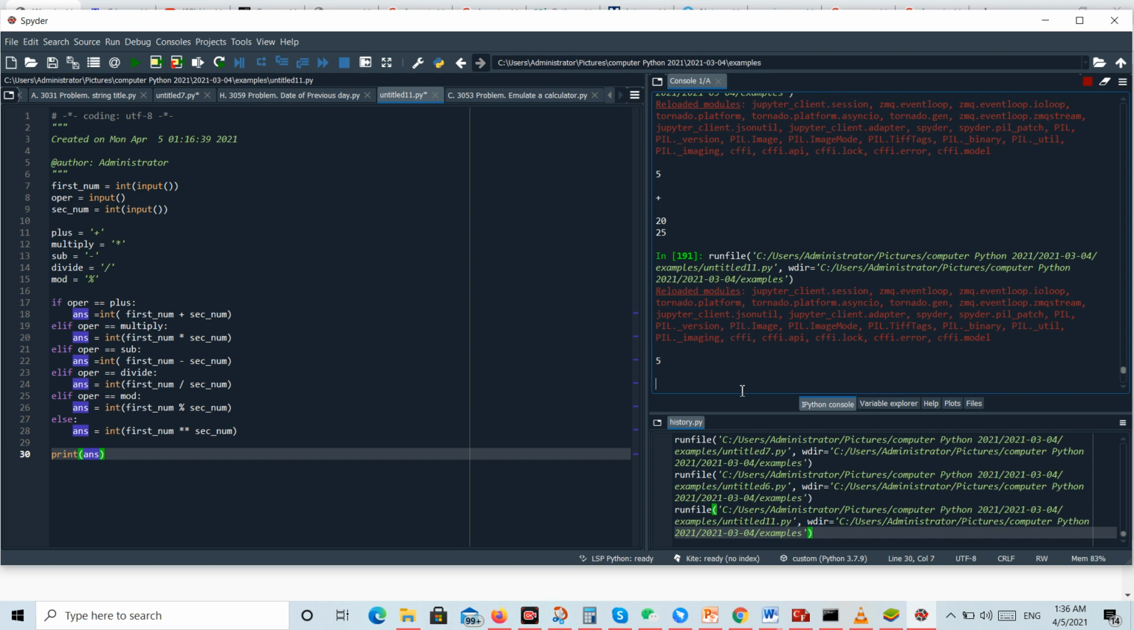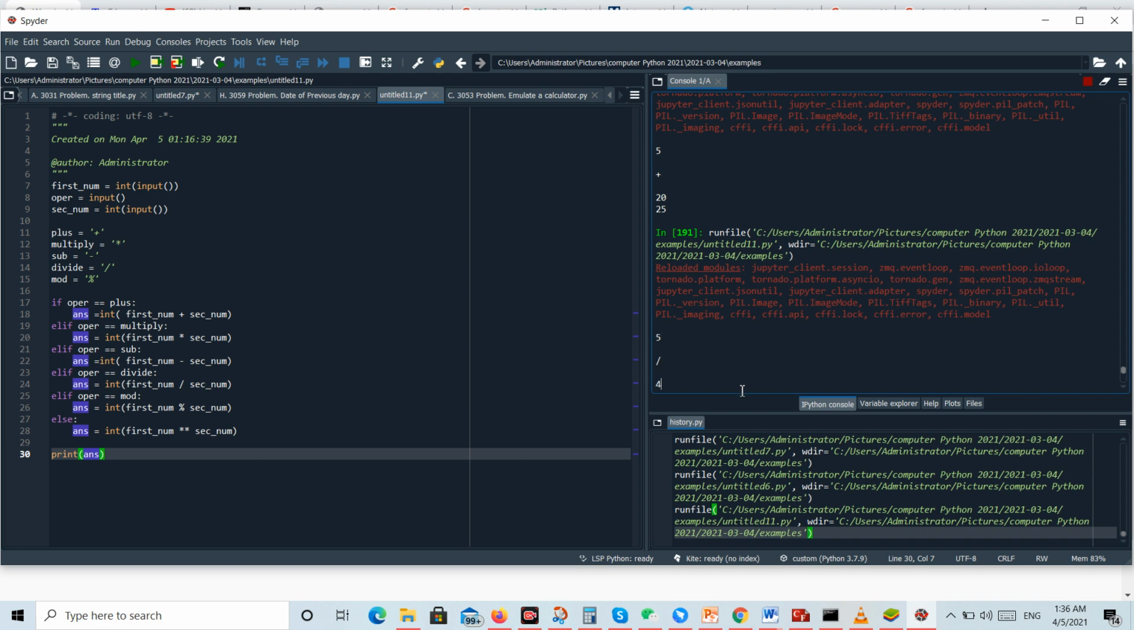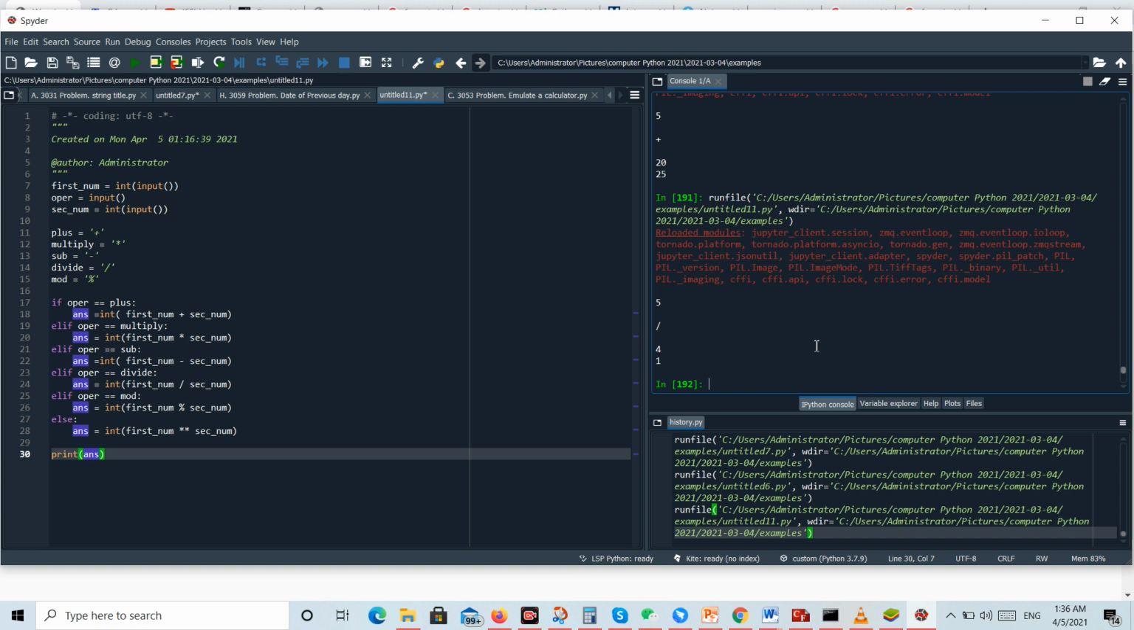5, divided by 4, giving you 1. Yes, but if this is not what you want, you can just come here and remove the int, so it will give you the correct answer. So this is how we do it basically. That's it. Very, very simple.